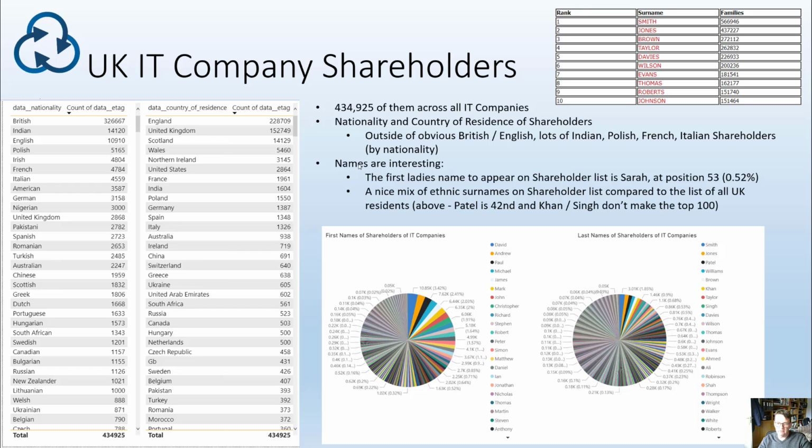The other thing, which might be a bit difficult to see on the video, but the pie charts at the bottom are a really silly bit of analysis I did around first name and second name. So this is first name of a shareholder and surname of a shareholder. And the reason why I did it was just because the data was there and I thought there might be something interesting in there.